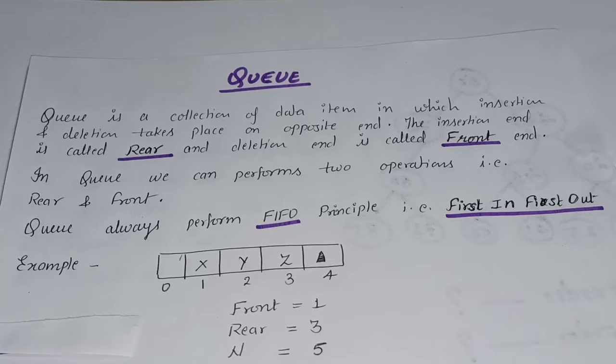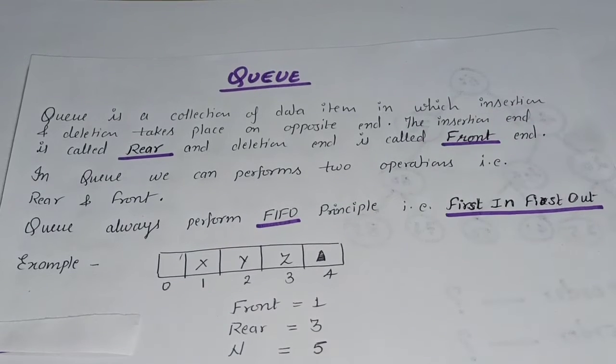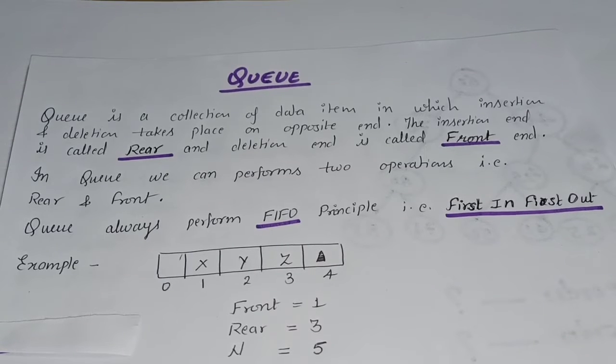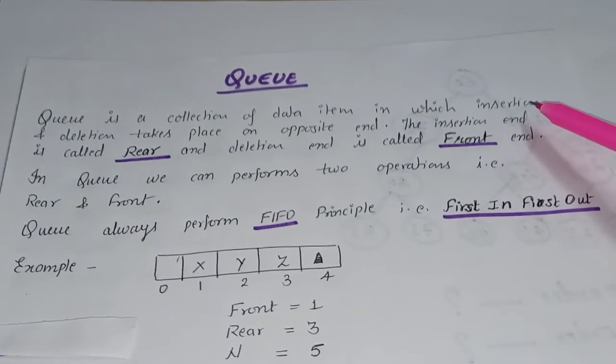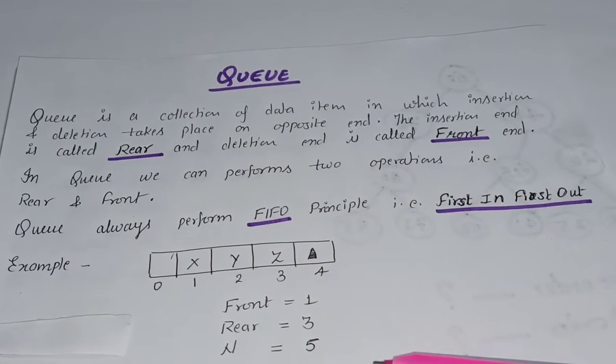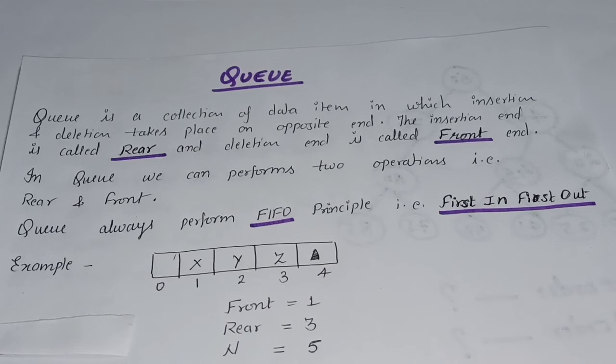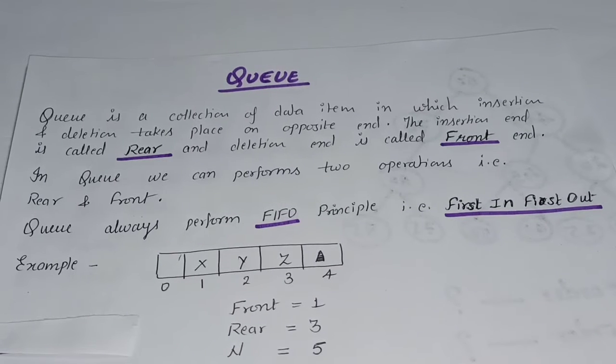Hello dear student, in this video I am going to explain the queue. Queue is a data structure, a linear data structure. Queue is a collection of data items in which insertion and deletion take place on opposite ends. Okay? Insertion of the element and deletion of the element take place on opposite ends.